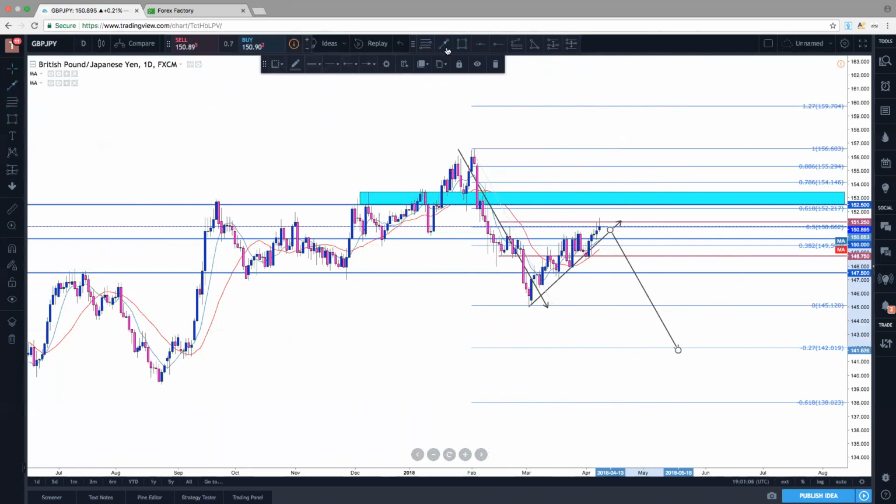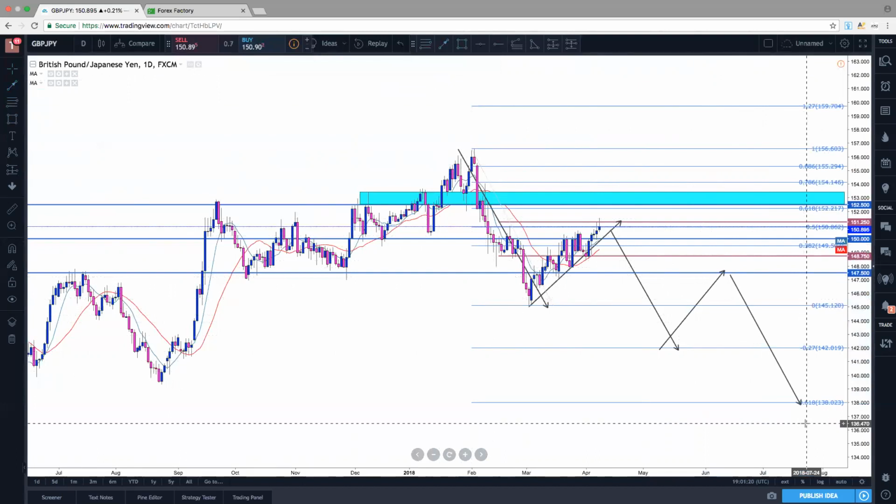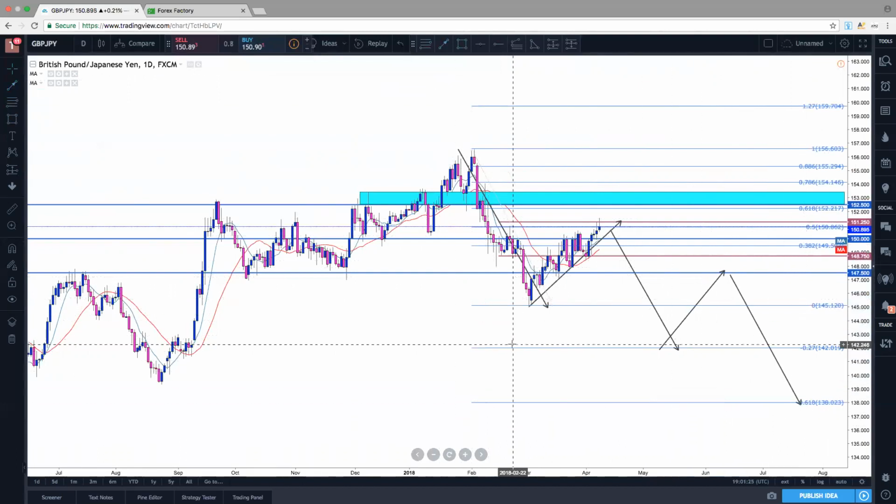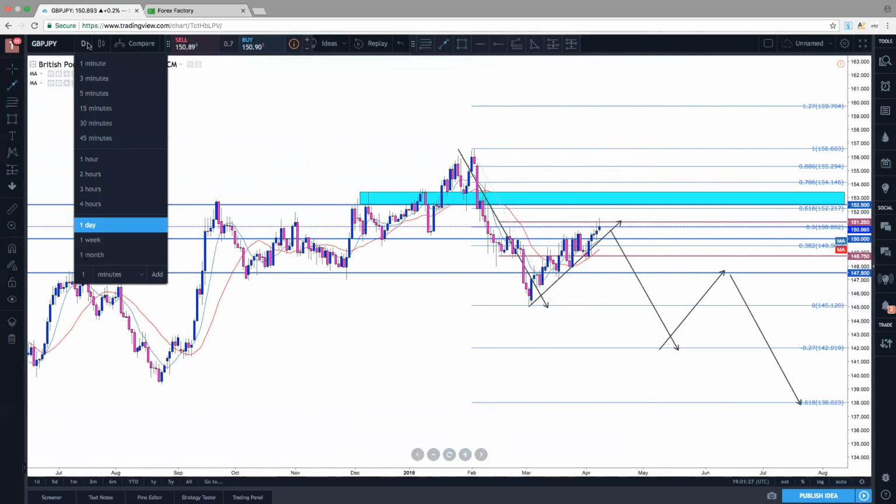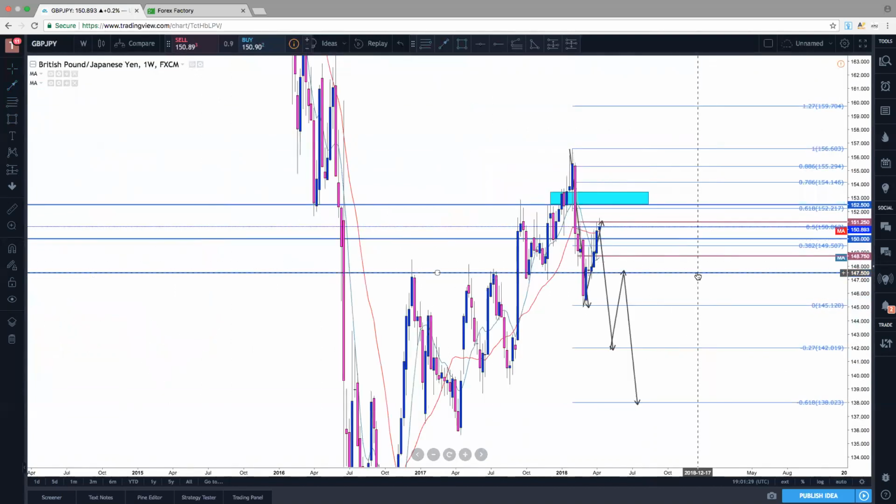But I wouldn't be surprised if we saw something like that happen over the course of even the next couple of months. See a retest of 147.5, and then we could continue down. So obviously it's really, really far in advance, but definitely something to keep your eye out for. Let's see what weekly is showing us.